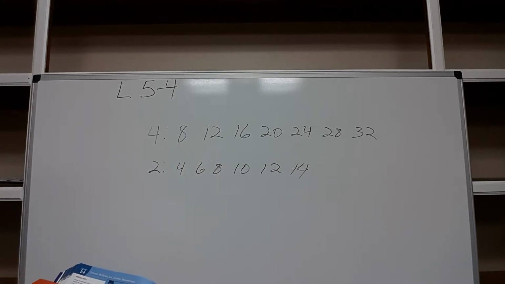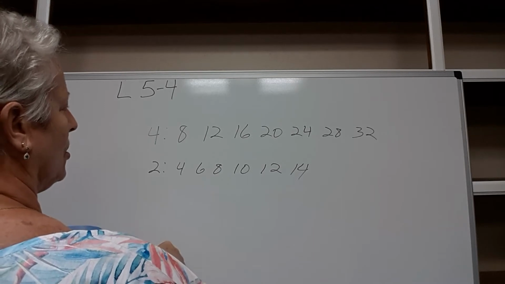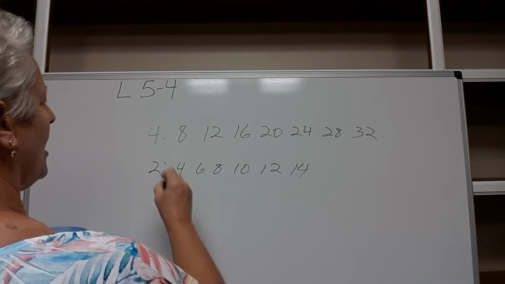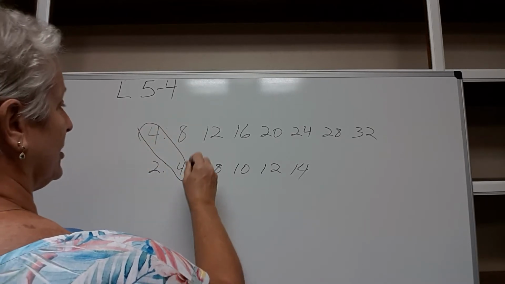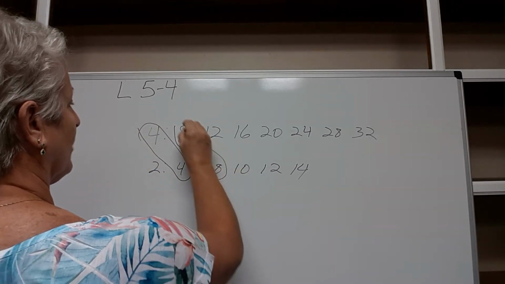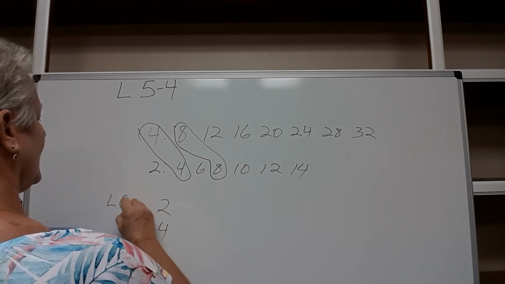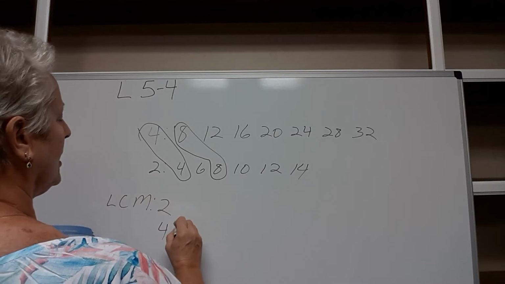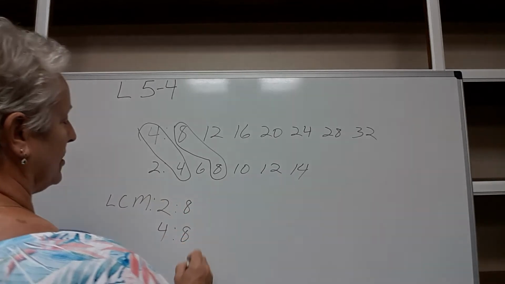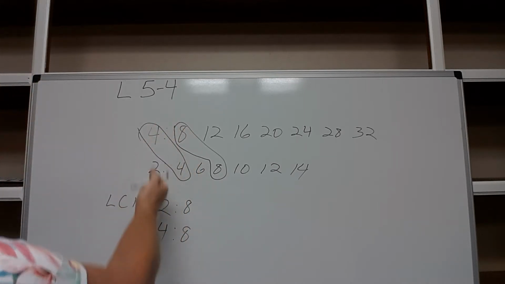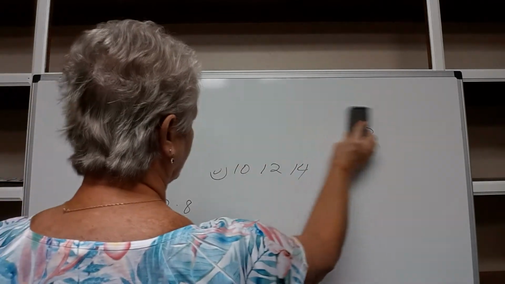What if I wanted to know the least common multiple of these two numbers? The least common multiple would be 8, because if we're actually using 2 and 4, and we'll do LCM, least common multiple, it would be 8. So the smallest number that they both have in common is 8. Those are called least common multiples.